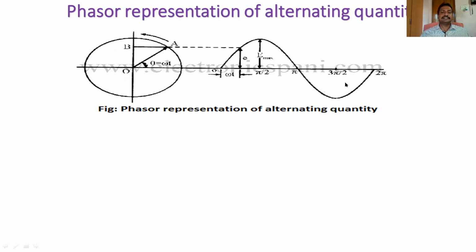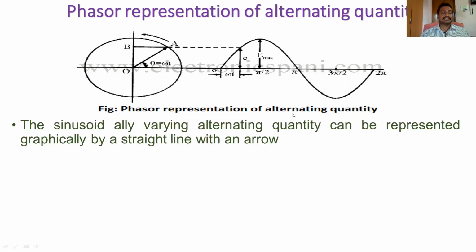So like this, an alternating waveform covering the positive and negative half cycles is the representation of a rotating phasor. When it rotates 360 degrees, one cycle is formed: the positive half cycle and the negative half cycle, 0 to pi the positive half cycle, pi to 2 pi the negative half cycle. So this is called the phasor representation.